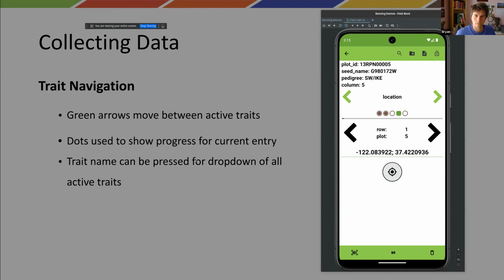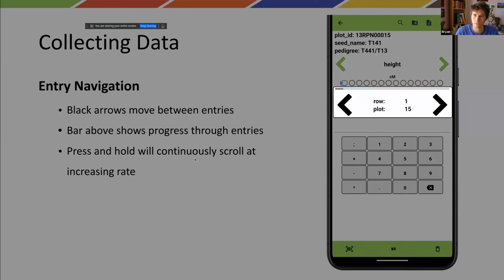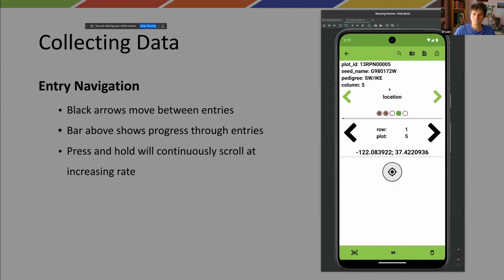And that brings us to entry navigation. That's the next section below. Same idea, black arrows take you through your entries in the field. As you go, they'll display the primary and secondary identifier values in between them. And the progress bar above them will show how far you are along in the number of total entries for the field. So something like this.